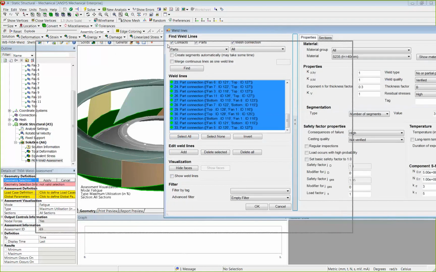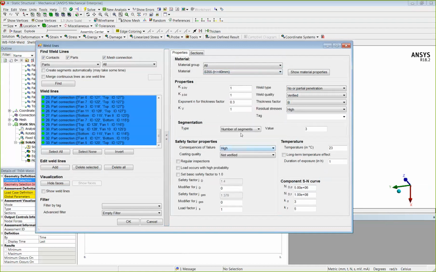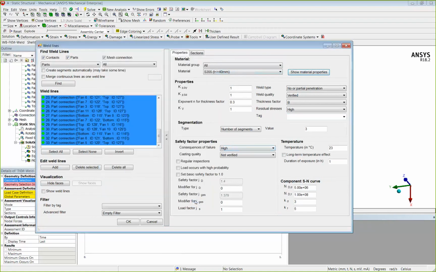So I can say, okay, you are from which material again? They are S355. The thickness is below 40. So I also get my material. I also could show the material properties. And now I have to decide, what are they? They are full penetration or back welded, because I want to have them with seam welds on both sides. The weld quality is not verified. Residual stresses are high. I haven't sorted them, so I don't give them a tag right now. What I could do is sort them with a tag first, and then only set them filtered by the tag.